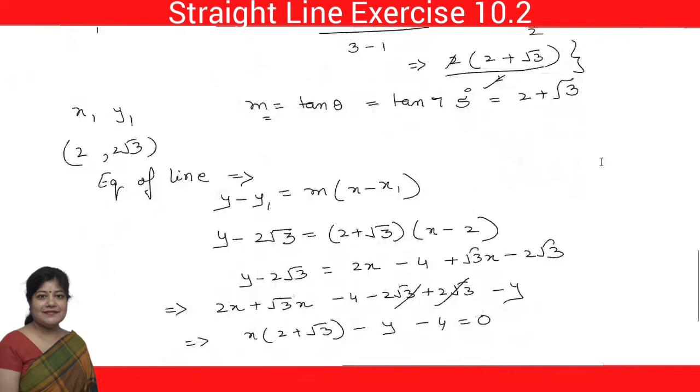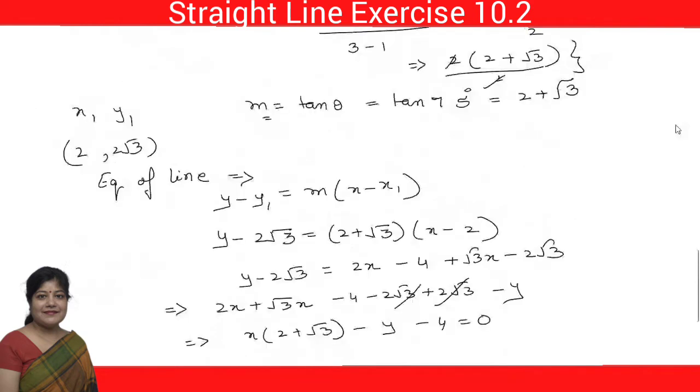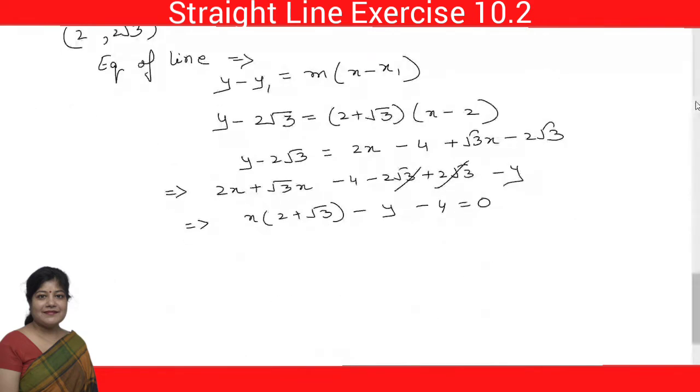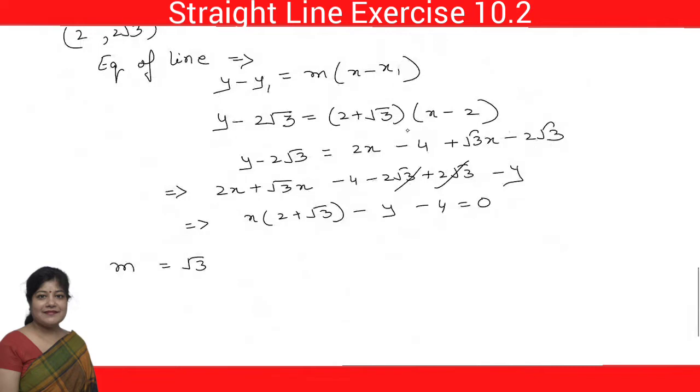Ma'am, I will answer root 3 plus... I think that it may be possible. But actually the answer must be the same. And I will give you root 3 plus 1 over root 3 minus 1. This is the slope. And the point is 2 comma 2 root 3.